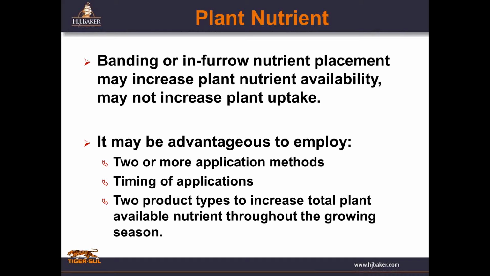It may be advantageous to employ two or more application methods, or split the timing of applications, or use two product types to increase the total amount of plant available nutrient throughout the growing season.